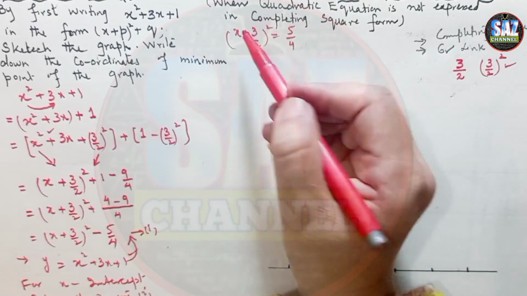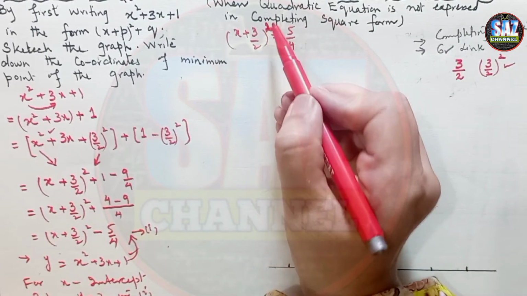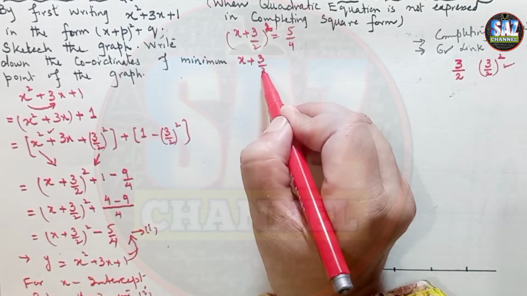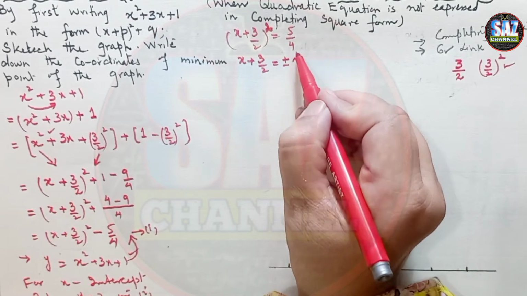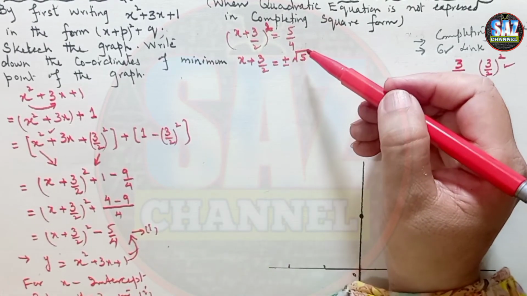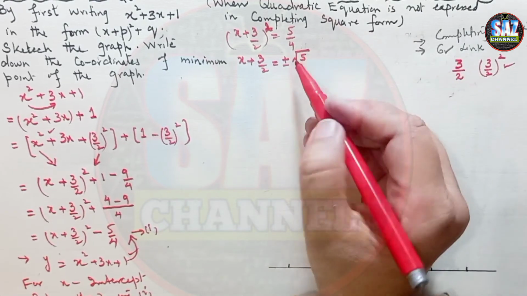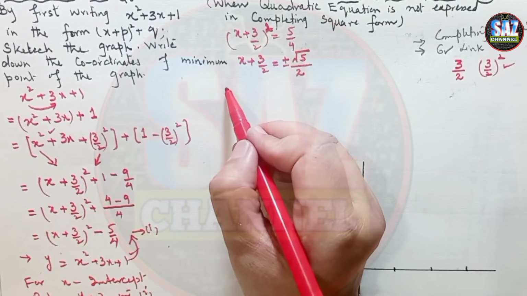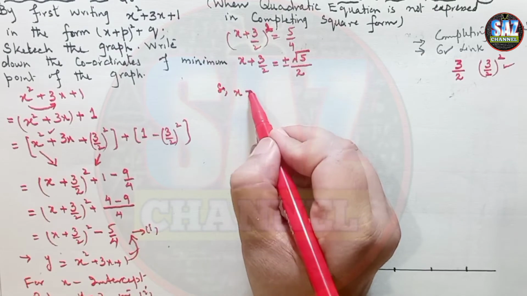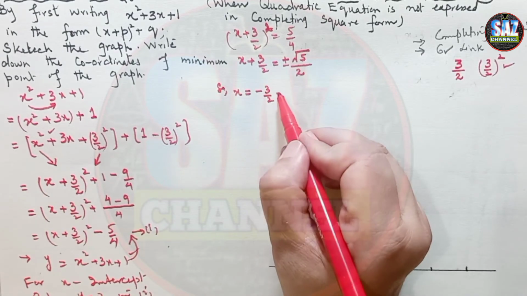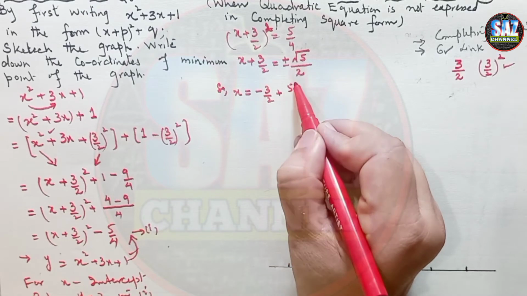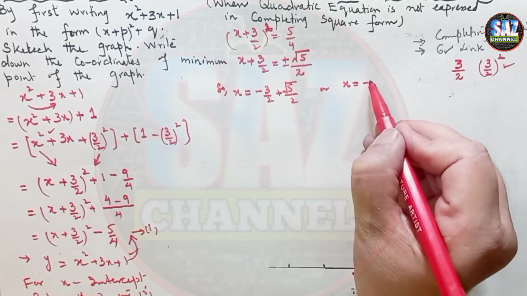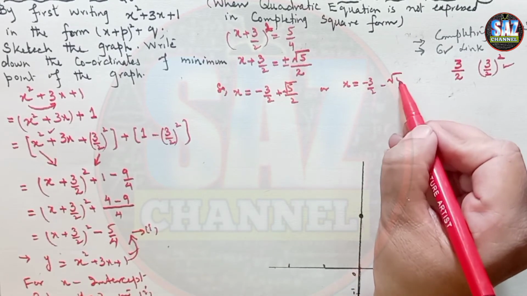Now in order to get the value of x, I have to remove this square, and for that purpose I take the square root, and the equation takes the form x plus 3 by 2 equals plus minus root 5 over 2, since 5 is not a perfect square but 4 is a perfect square, so I can write it as 2. So the two solutions that I will be getting are either x equals minus 3 by 2 plus root 5 by 2, or x equals minus 3 by 2 minus root 5 by 2.